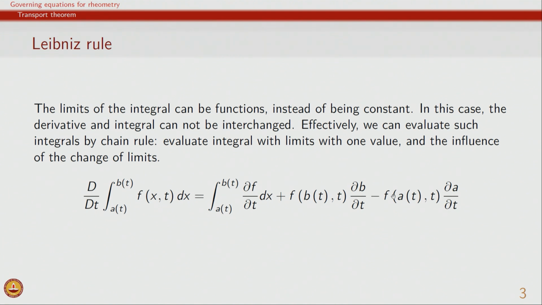Similarly, the other combined term is the value of the function at the other boundary and the rate of change of that boundary. When these boundaries are fixed, and a and b are constants that do not change with time, then of course these values go to 0, and in that case we can interchange the integral and the derivative sign, and this integral is equal to this integral.